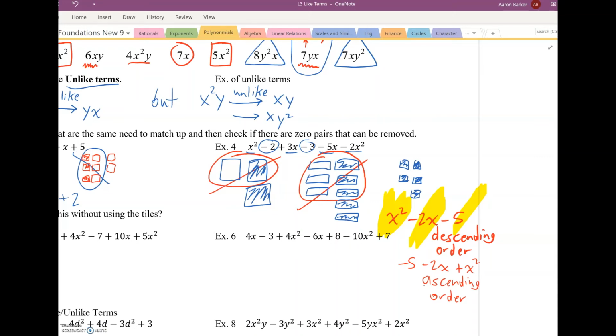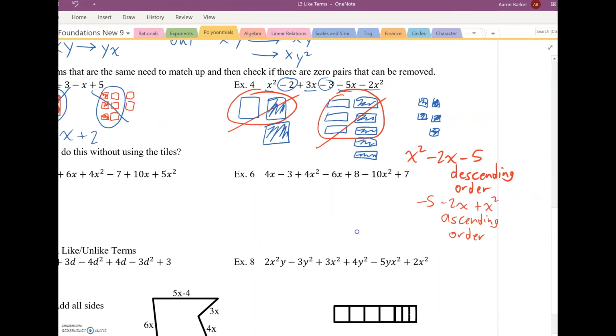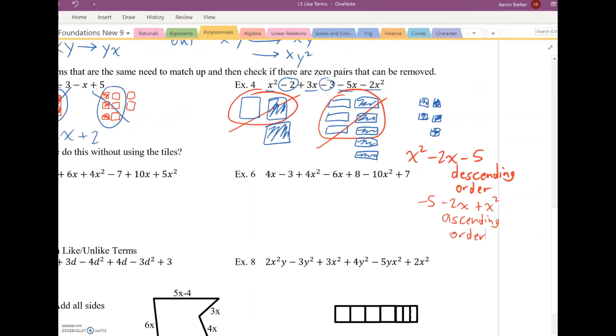It's good. So the next part then is doing this without tiles. Okay, so this is the second part of the video, just to finish off the last few questions. So just review, here are the terms written in descending order and ascending order, so keeping in mind it's all based on the degree of each individual term.